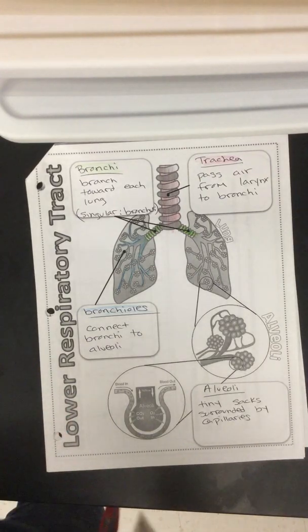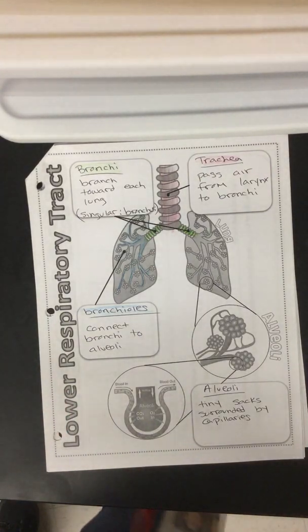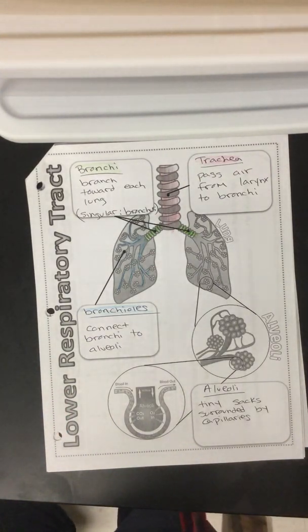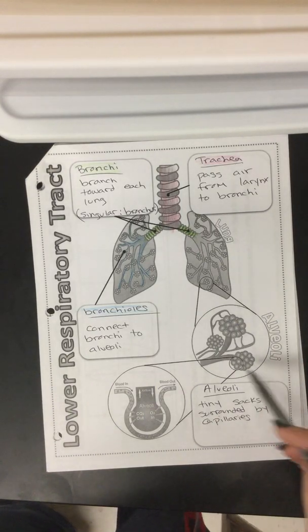They're a bunch of very tiny, so tiny, like microscopic tiny. If you cut open somebody's lung, you wouldn't see the alveoli. You'd have to put it under a microscope. And around them are capillaries.